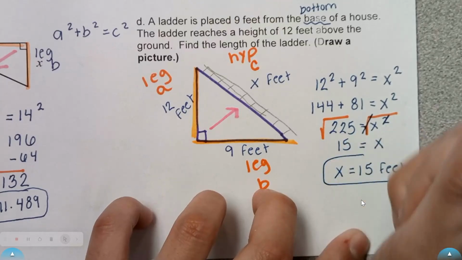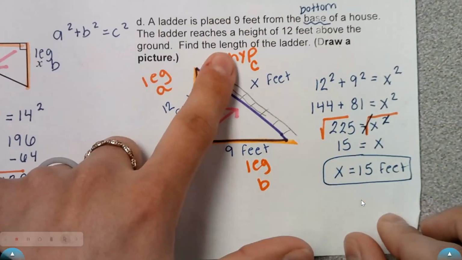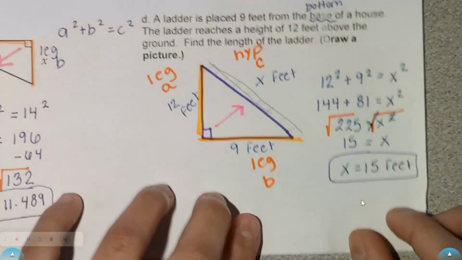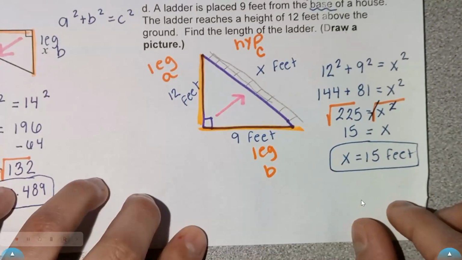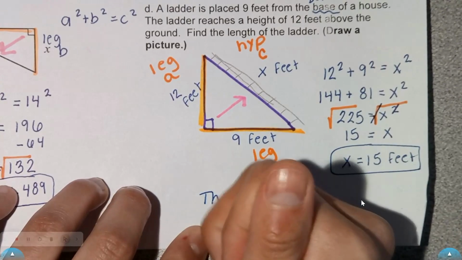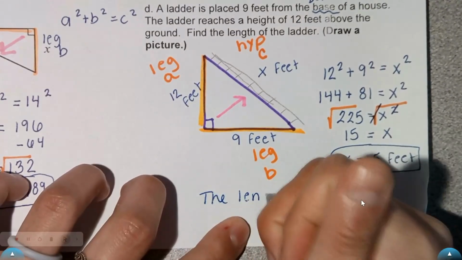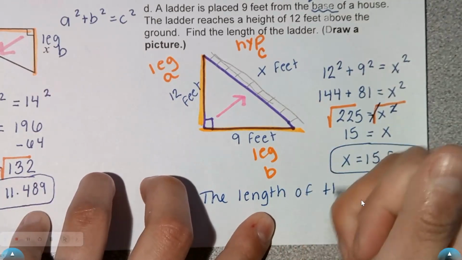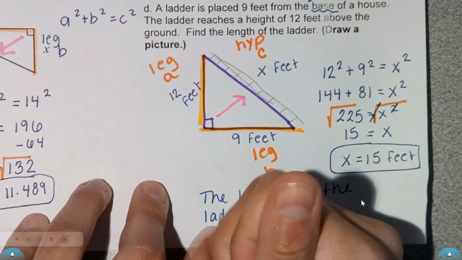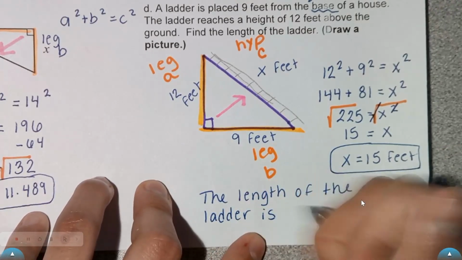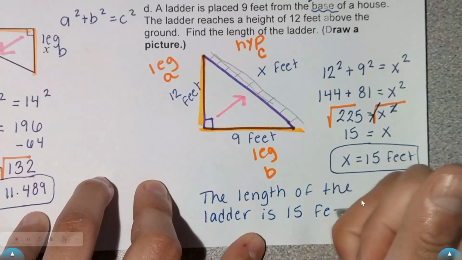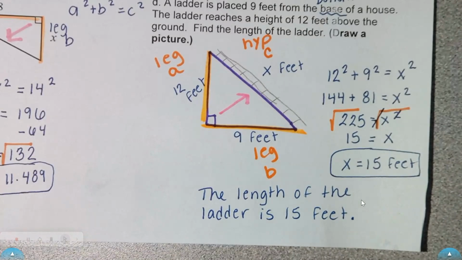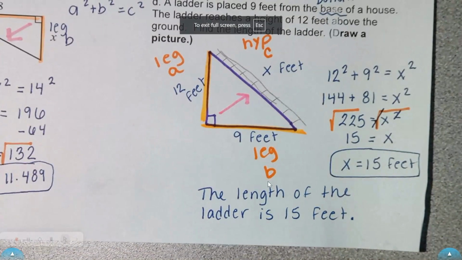And I can write a sentence just so that I'm clear. The length of the ladder is going to be 15 feet. So let me write that. The length of the ladder is 15 feet. All right, and that's the Pythagorean theorem.